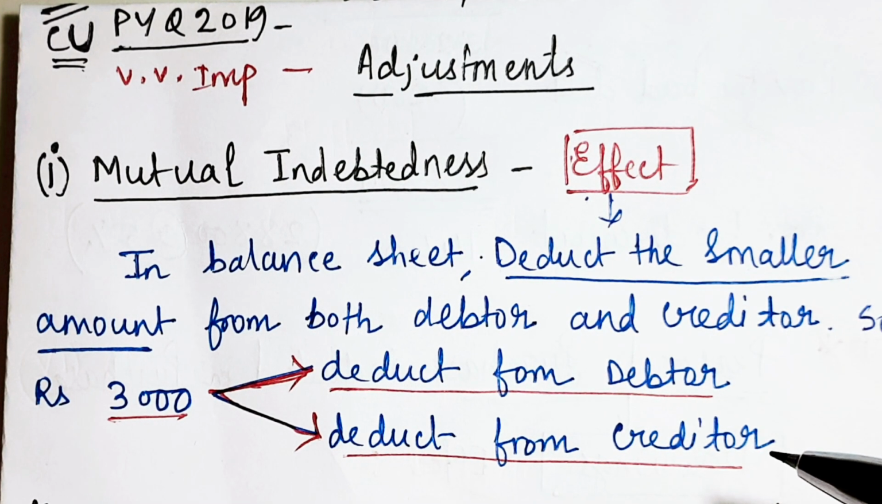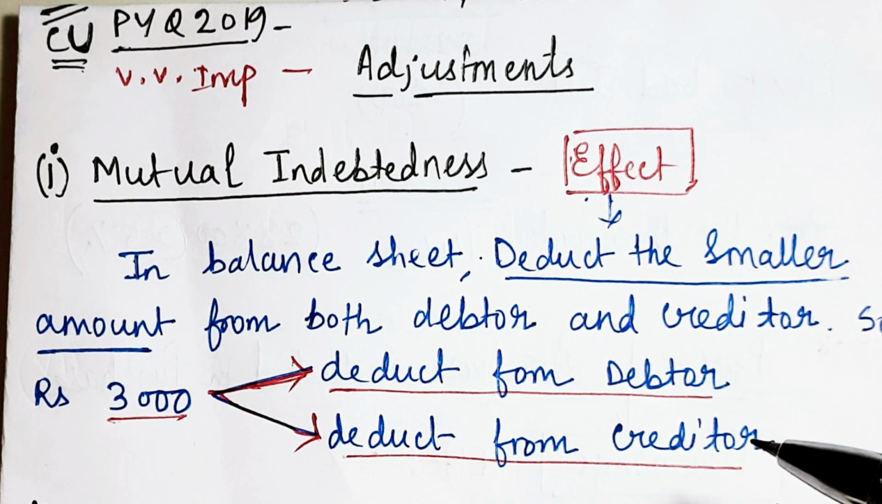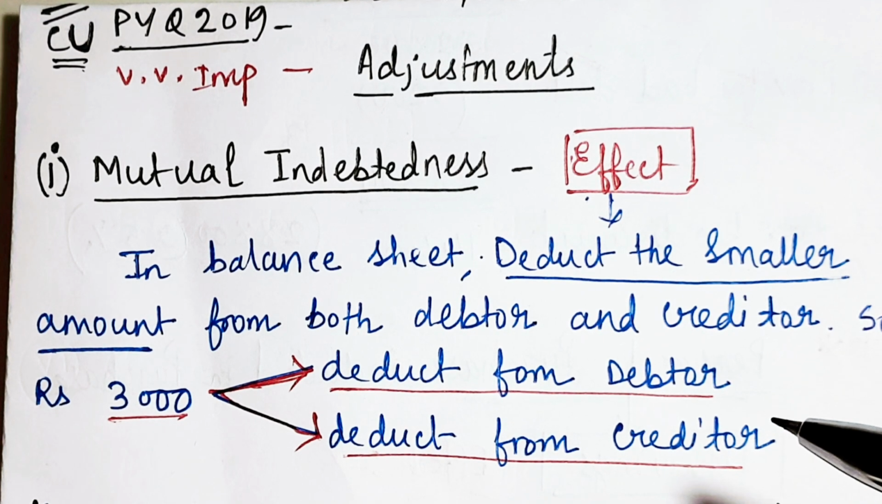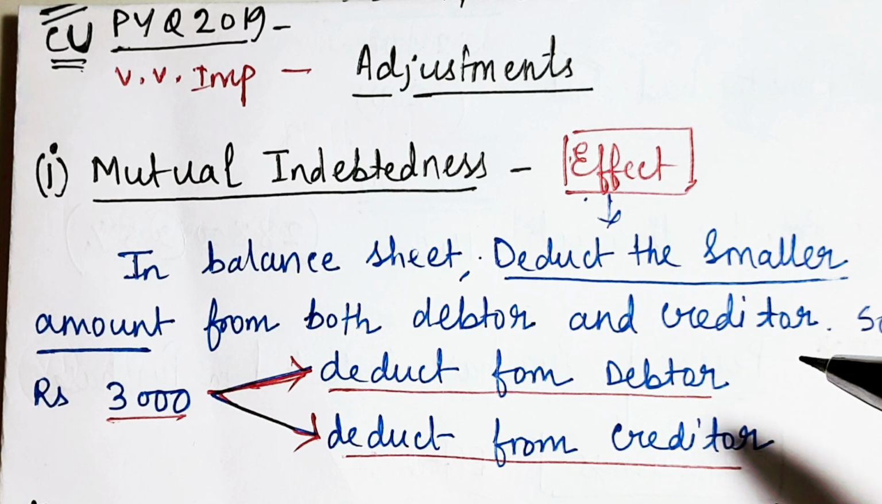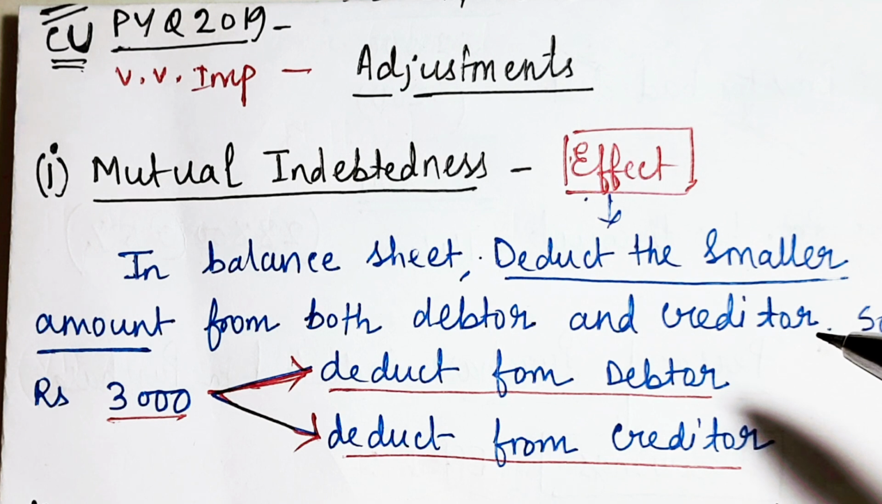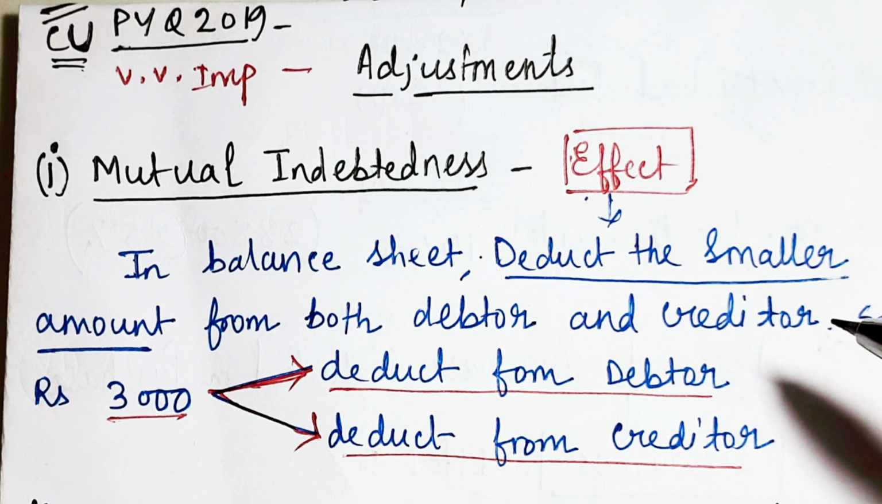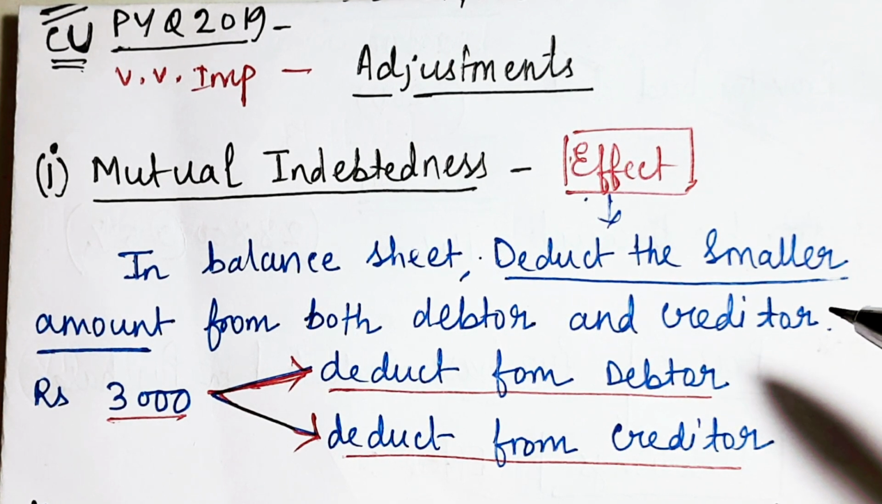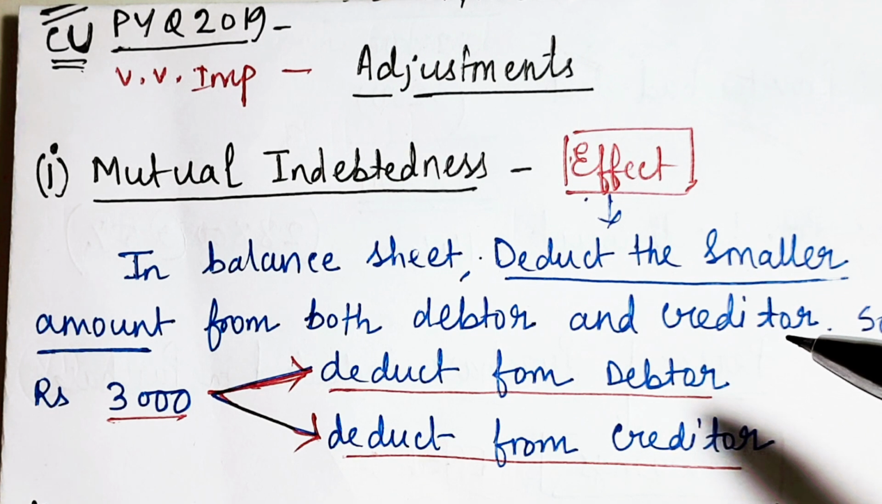The first adjustment entry is for mutual indebtedness. So, here the effect actually will be given in the balance sheet. How we will be giving is: deduct the smaller amount from both the debtor and the creditor. So, in the question the two amounts were rupees 4,000 and 3,000. So, from a debtor I was to receive 4,000 and to the creditor we have to pay 3,000. So, from that we have to take the smaller amount, that is rupees 3,000, and we will be deducting the smaller amount from debtor and we will deduct it from creditor.